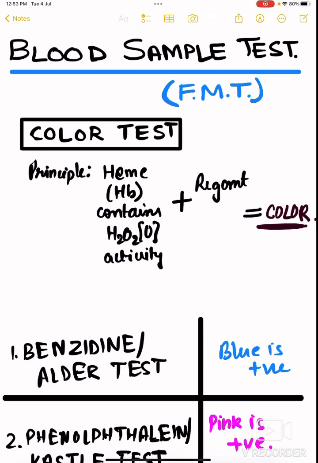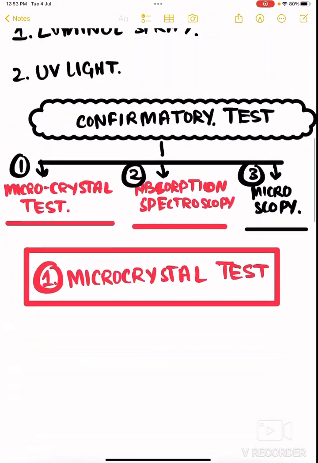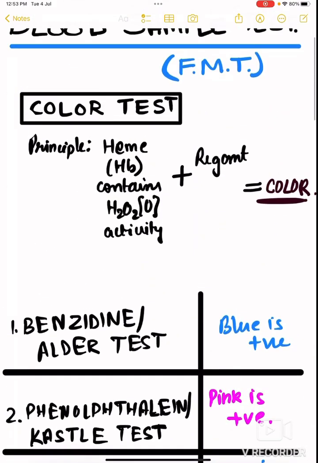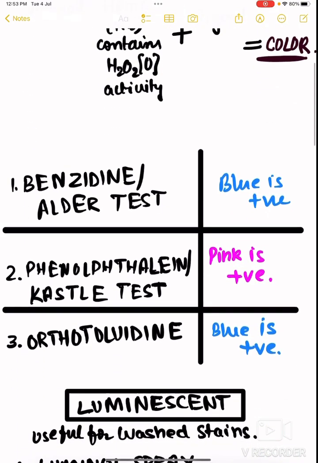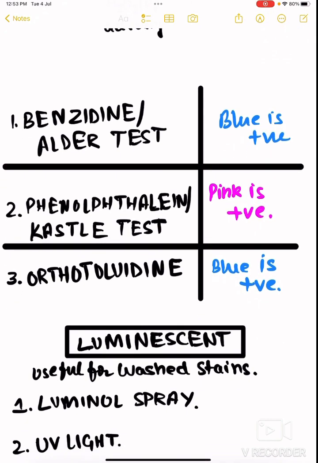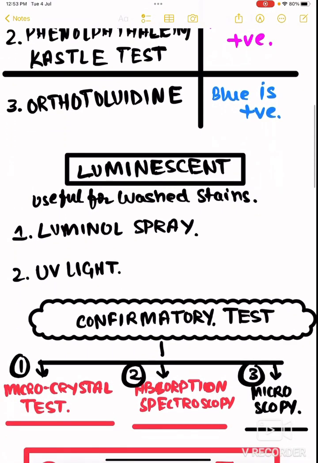Now, to test if the sample is blood, we can do either a color test or a luminescent test, and there is also a confirmatory test. First, coming to the color test, the main principle is that blood contains hemoglobin, and hemoglobin contains heme, which has peroxidase activity and reacts with its agent to give color, right? There are three types of color test: benzidine test or Adler's test, phenolphthalein or Castle test, and third is orthotoluidine test. Benzidine or Adler test is positive for blood if the color is blue. For the orthotoluidine test also, a positive test gives a blue color, while for phenolphthalein or Castle test, pink is positive, right?